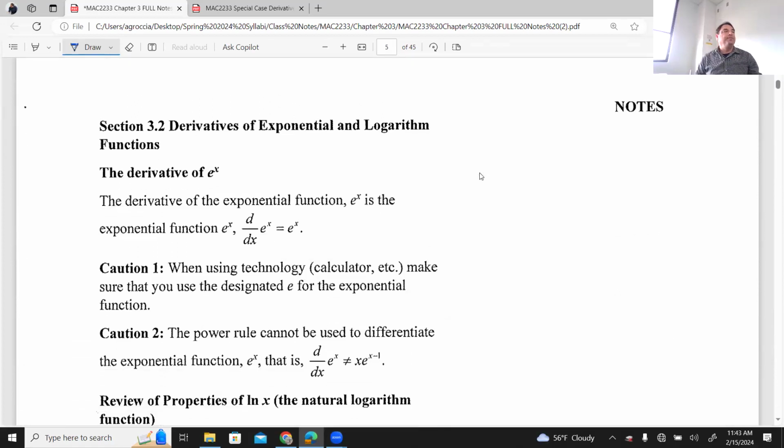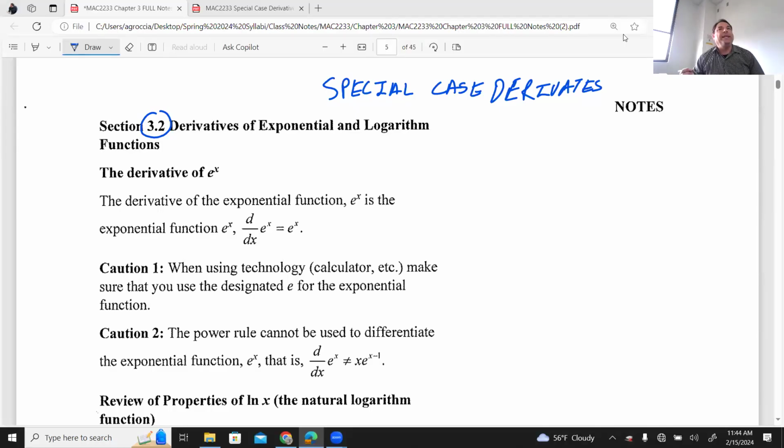Okay. Now, section 3.2 is where we're going to spend our time. What we're going to spend our time on is special case derivatives. And when I say special case derivatives, these are the weird ones. These are going to stick out. These are going to be different. And once I go over them, you'll know what I mean. So there are going to be in total 4 special cases.